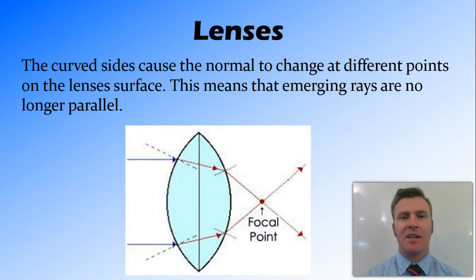Because the sides of the lens are not parallel, because they're curved, the normal changes at different parts around the lens. Remembering that the normal is a line perpendicular to the surface of the lens. So this normal moves around and changes at different points, meaning that the emerging rays are no longer parallel to each other. So if you have parallel rays coming in, the emerging rays will not be parallel.